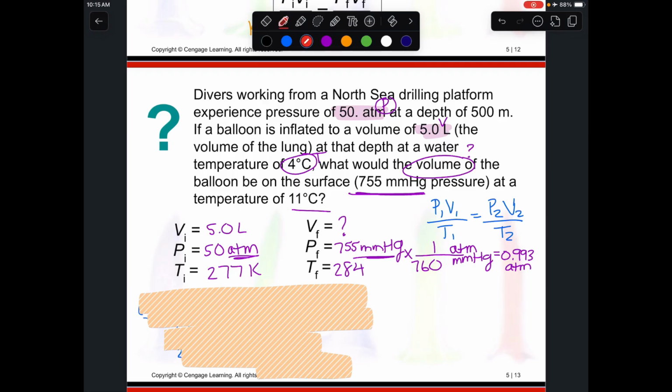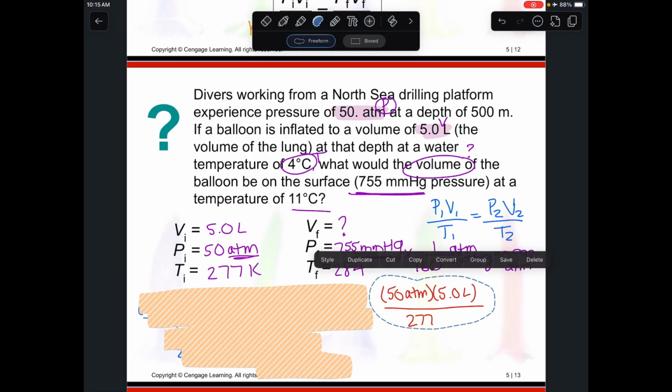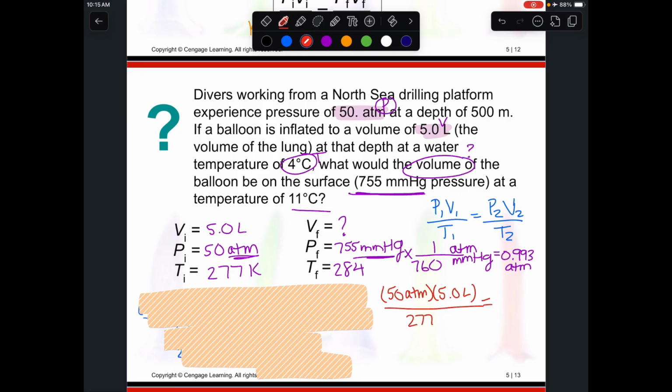So let's go ahead and set up our problem here. I wrote the combined gas law up above, and I know I'm using the combined gas law because I have 3 variables in both situations. So my initial pressure is 50, and my volume is 5 liters, and my temperature is 277. I wrote this a little large, I'm going to move it over. And then I'm going to have to cram this in, but my pressure is 755. Oops, nope. Remember, we converted that to 0.993. And I'm looking for V2. And my new temperature is 284.